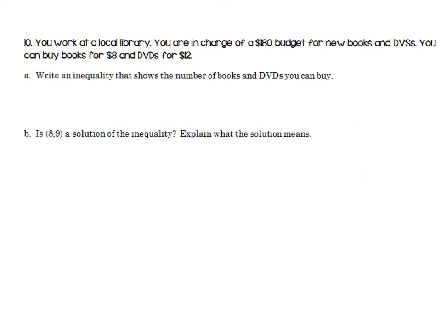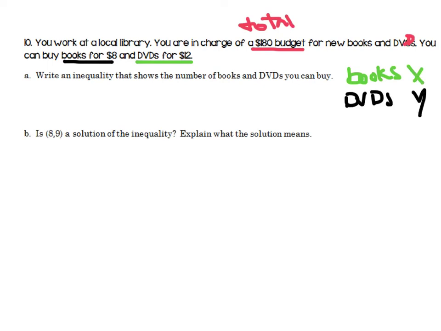Number 10. You work at a local library. You are in charge of a $180 budget. So that's basically the total amount of money we have, okay, for new books and DVDs. You can buy books for $8, and you can buy DVDs for $2. So write an inequality that shows the number of books and DVDs you can buy. So notice here we have two things we're talking about. Books, so let's let that be our X, and we have DVDs, and we'll let that be our Y.